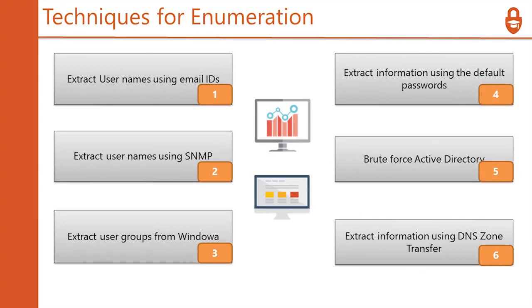Techniques for enumeration. Extract usernames using email IDs. Extract usernames using SNMP. So how do you do it with email IDs? You just start sending emails until they bounce. And then when they don't bounce, you know that user exists. Number two is to extract information using the default passwords, so you can see if the default passwords work. And usernames using SNMP, Simple Network Management Protocol. Brute forcing the AD, the Active Directory. And extract user groups from Windows. Extract information using DNS zone transfers. We talked about that previously.